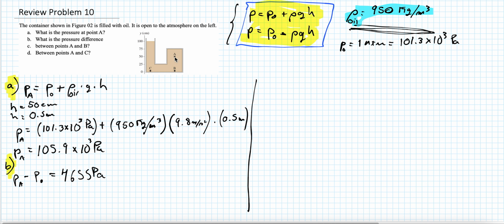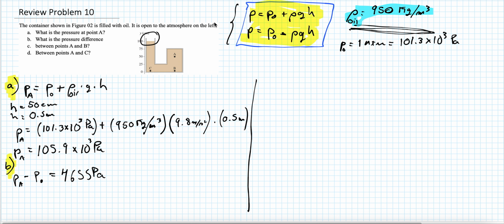And so as you know, we have this container here, and we have a depth where we're going to find points A, B, and C. This container is filled with oil, and we put here the density of this liquid, the oil. So the question is, what is the pressure at point A? Remember, this container is open to the atmosphere by this end here.